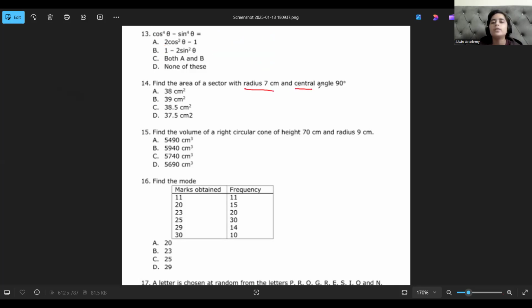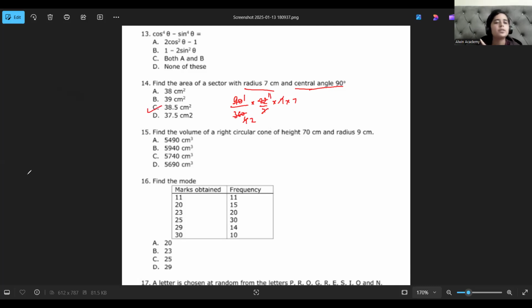Now we're given radius and we're given theta as well. We have to find the area of sector. So area of sector is theta by 360 into pi r square. Now 7 gets cancelled, 90 by 360 is 1 by 4, 22 by 4 is 11 by 2, and we get 77 by 2, that is 38.5 centimeters square. Option number C.